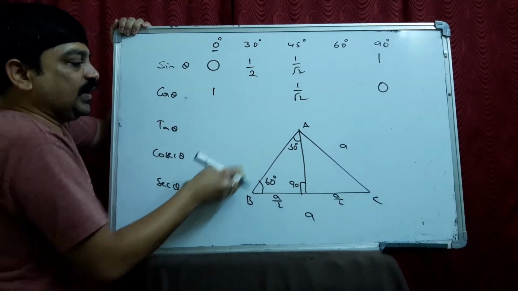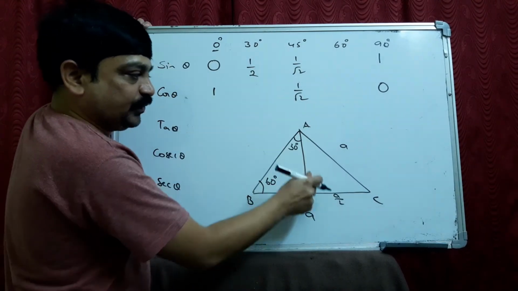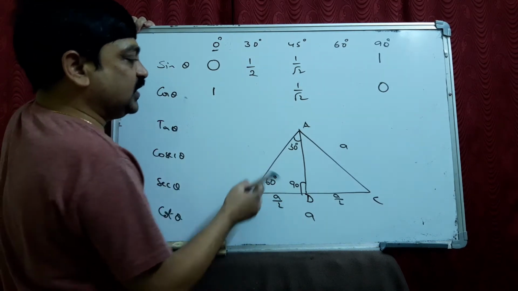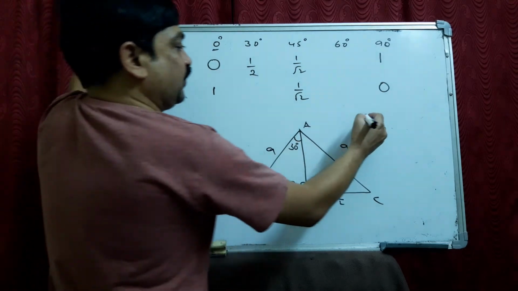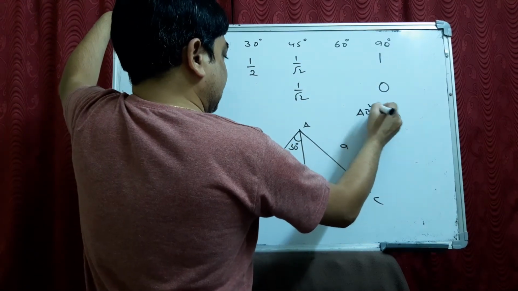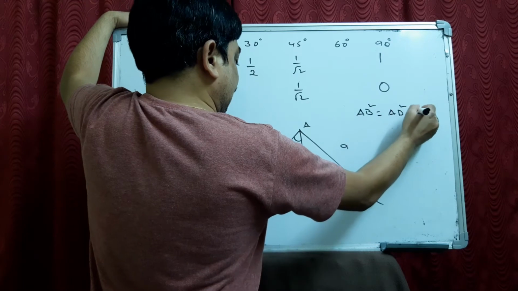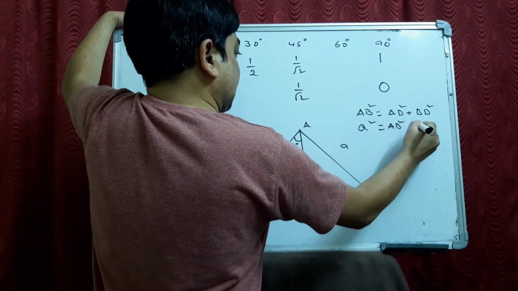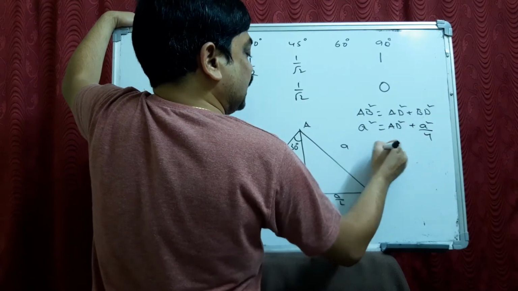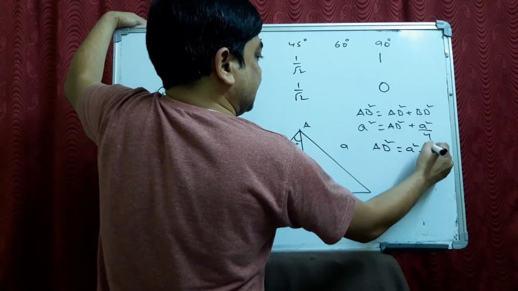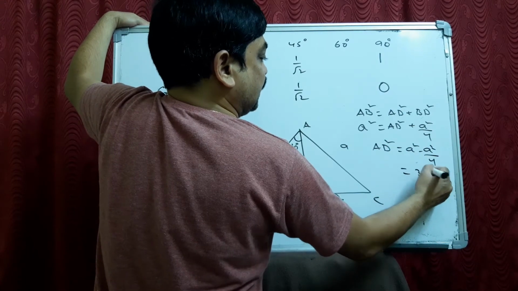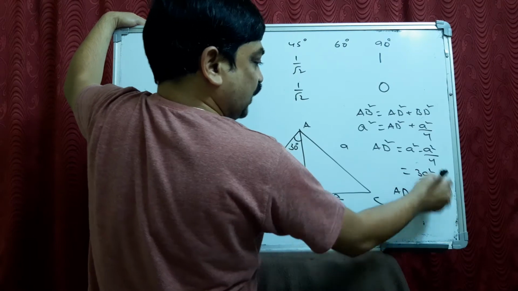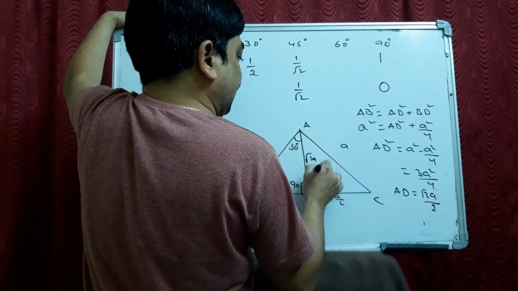Okay, but let us find out this altitude AD also using Pythagoras theorem. How? This is A by 2 and this is A. AB square is equal to AD square plus BD square. So A square is equal to AD square plus A square by 4. So AD square is A square minus A square by 4, 3A square by 4. AD will be equal to root 3A by 2, square root of this. So root 3A by 2.